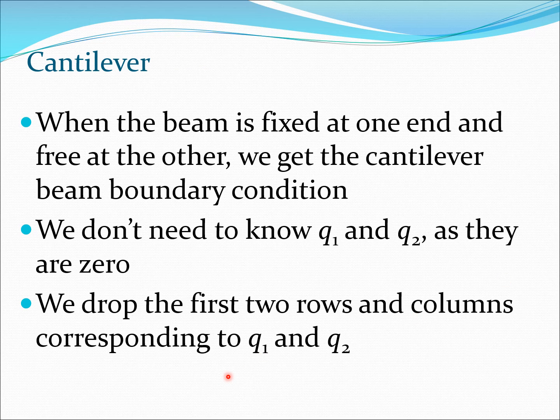So essentially the cantilever condition means that the beam is fixed at one end and free at the second end. That's the cantilever beam boundary condition. Some people don't like to use the word cantilever boundary condition because actually there is only either a fixed or a free boundary condition. But we could say that this is the boundary condition for the cantilever beam. Now we actually don't need to know Q1 and Q2 as they are 0. Therefore, what we do is we can drop the first rows and columns in the global matrices corresponding to Q1 and Q2.